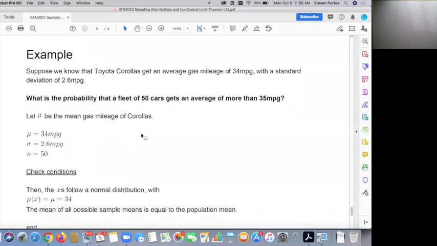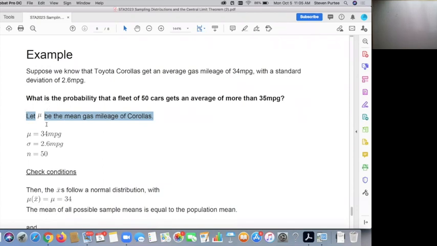Okay, first thing we're going to do every single time is identify our variable. Writing down this line right here is a required step. If you don't write this down, you lose points. Let mu represent, or be, the mean gas mileage of Corollas. That's the thing we're trying to study.